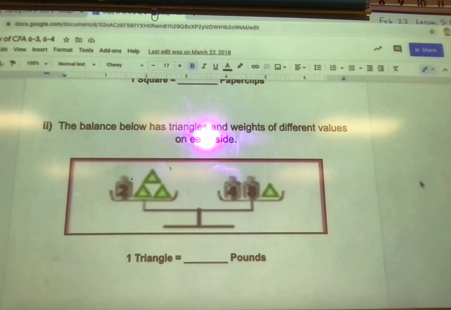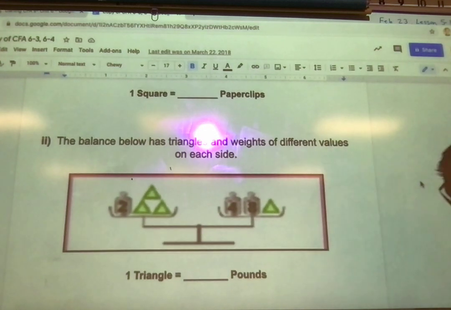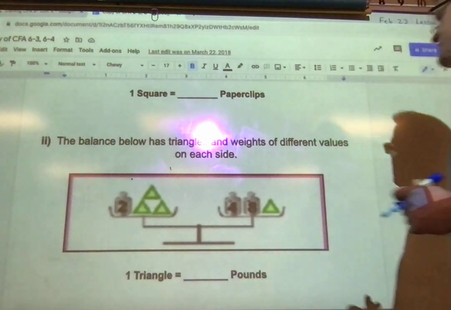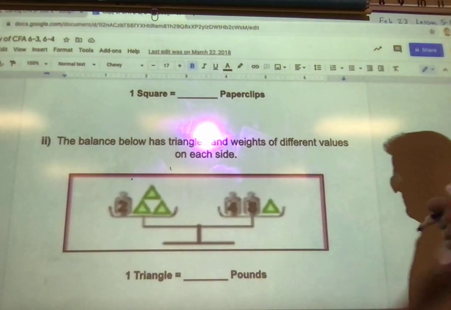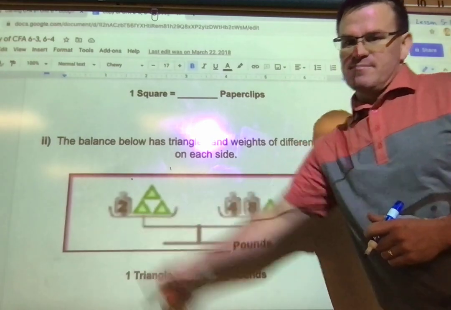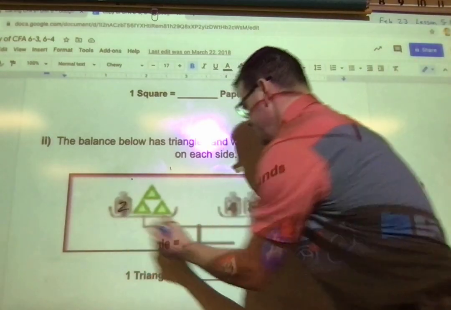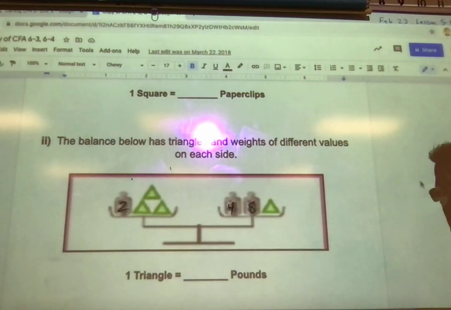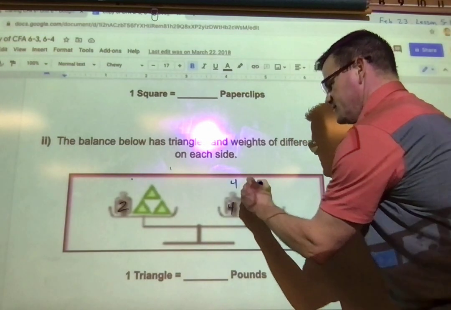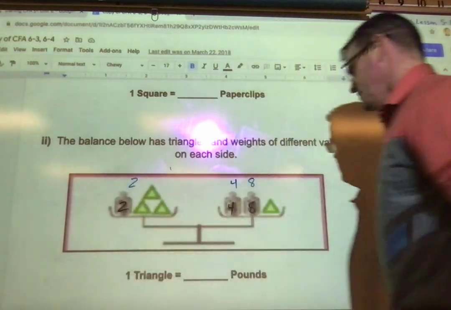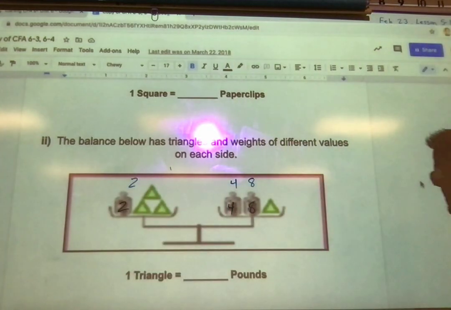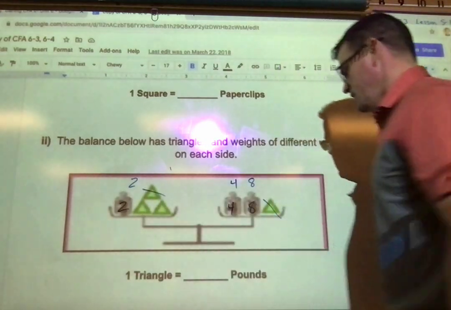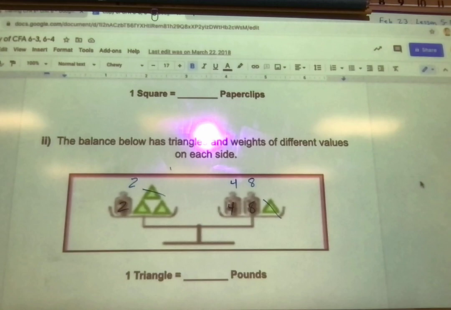And then down here, this one's a little harder to see. But we've got the balance below has triangles and weights of different values on each side. I notice I've got some weight dumbbell here. This is a 2, kind of hard to read. This is a 4, and this one's worth 8 in this one here. So kind of tough to see. Write it above too, just in case you can't see that. Okay, so let's start taking some things off here. I know if I take off one triangle here, I must take off one here. It would still be balanced.